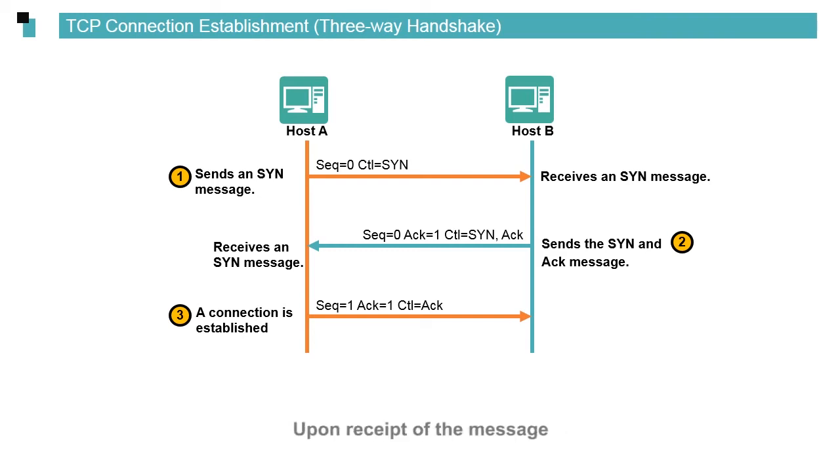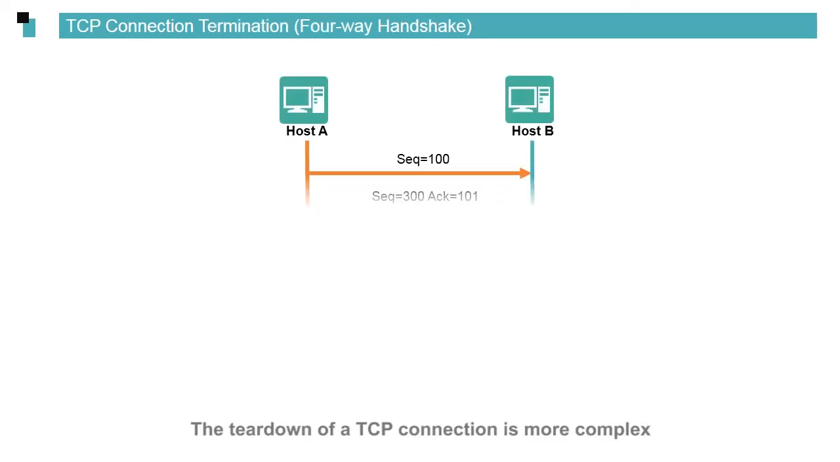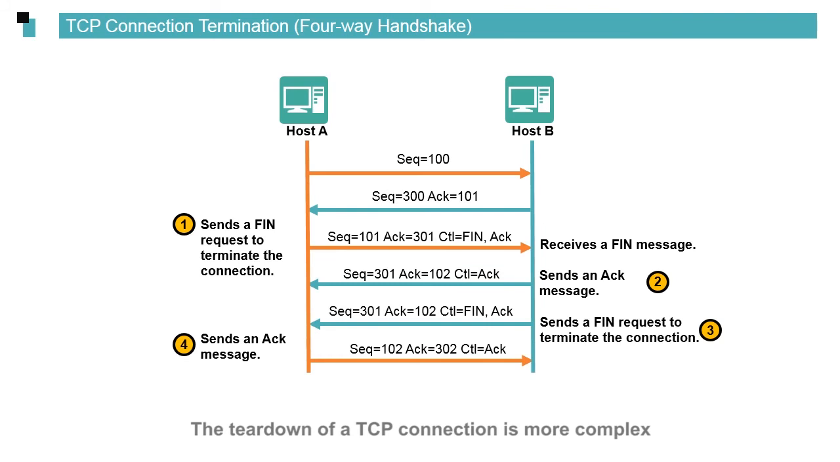Upon receipt of the message, Device A replies with another TCP message to Device B. In this message, the sequence number is set to 1, and the acknowledgement bit is set to 1. The 3-way handshake is complete, and a TCP connection is established. The teardown of a TCP connection is more complex and involves the 4-way handshake.